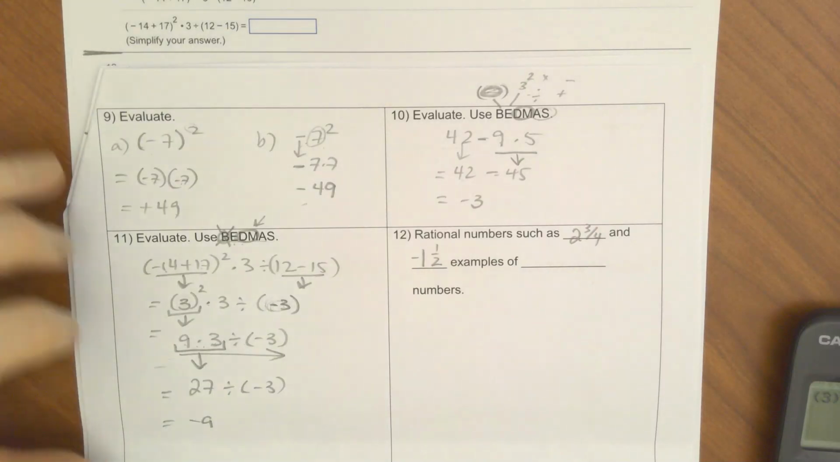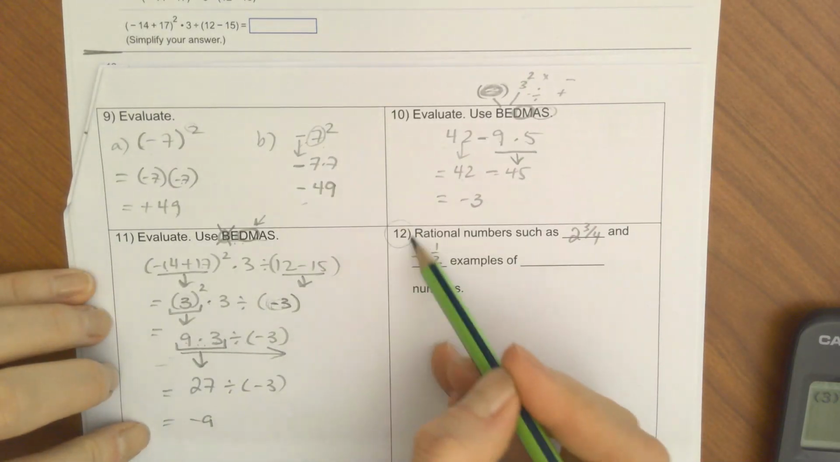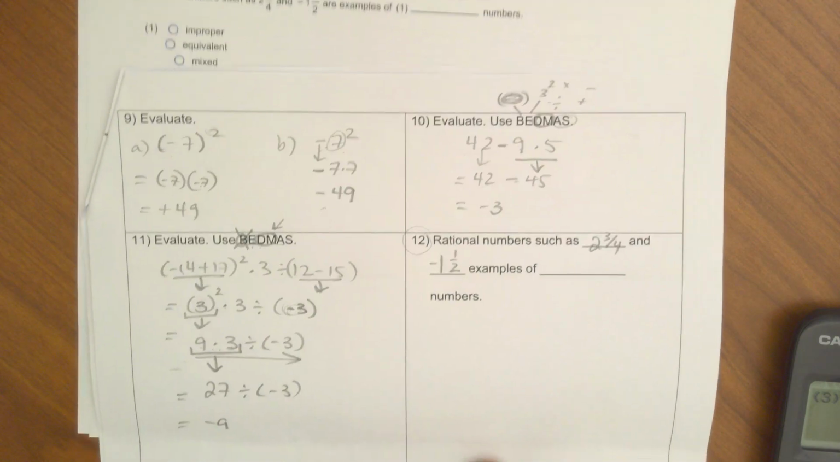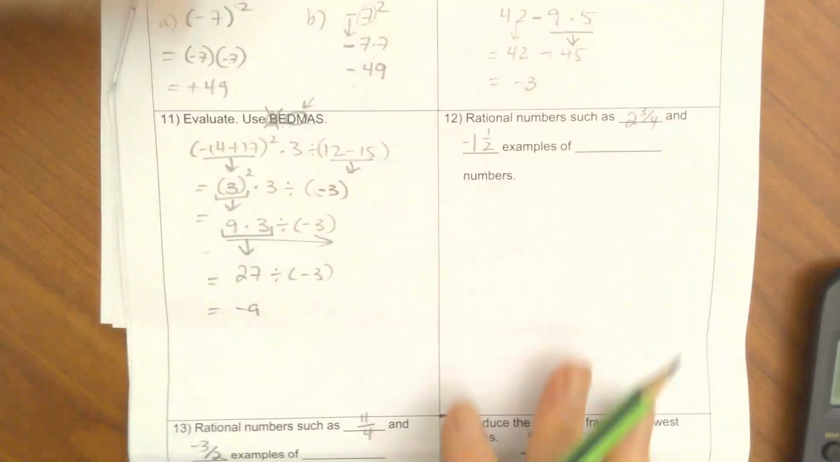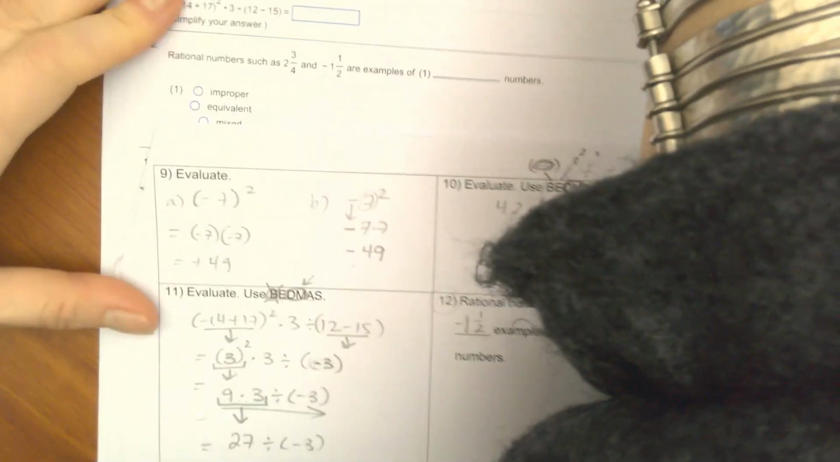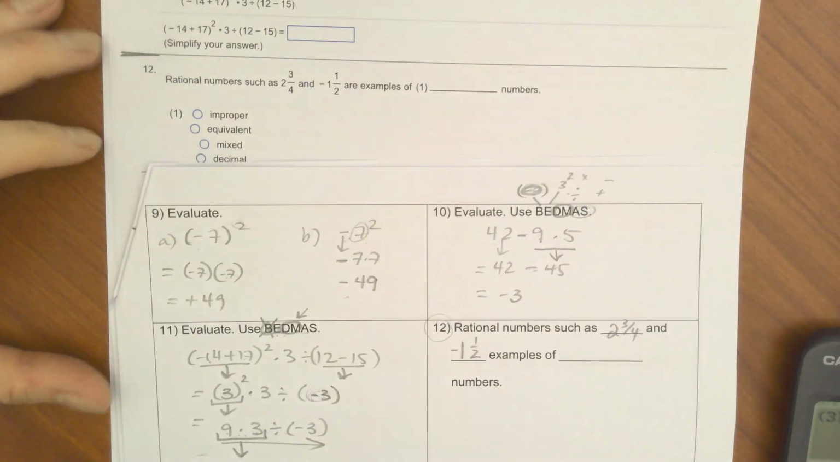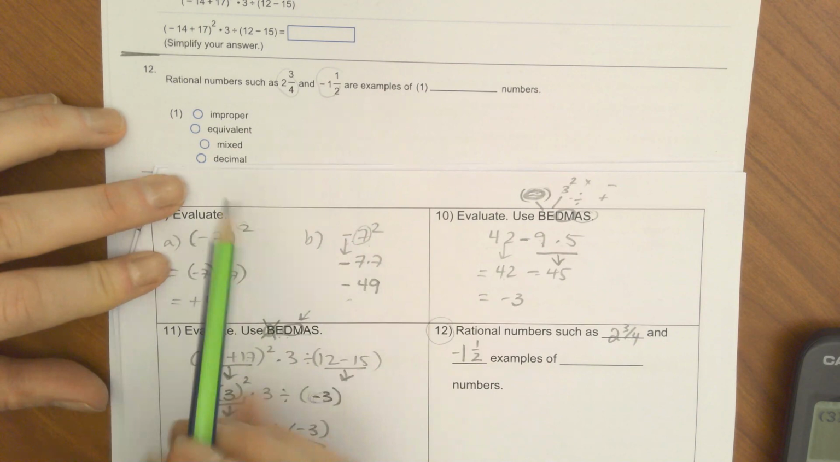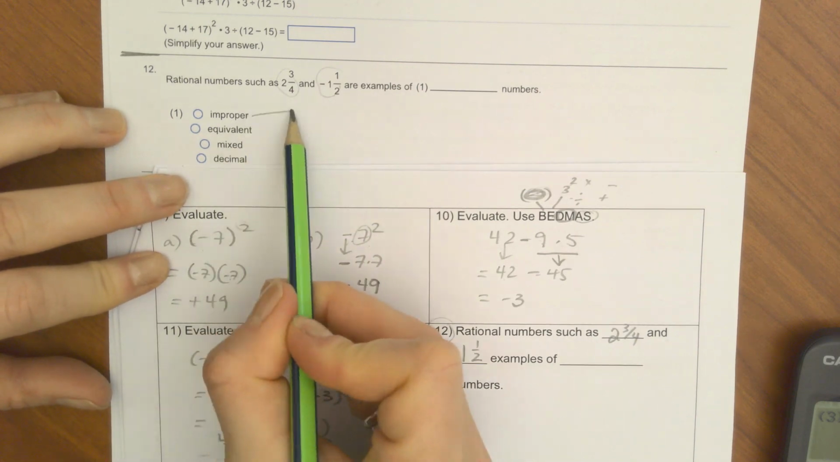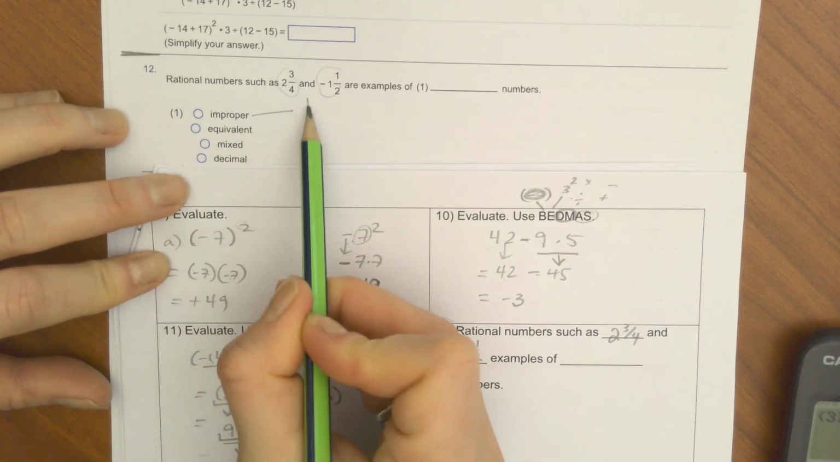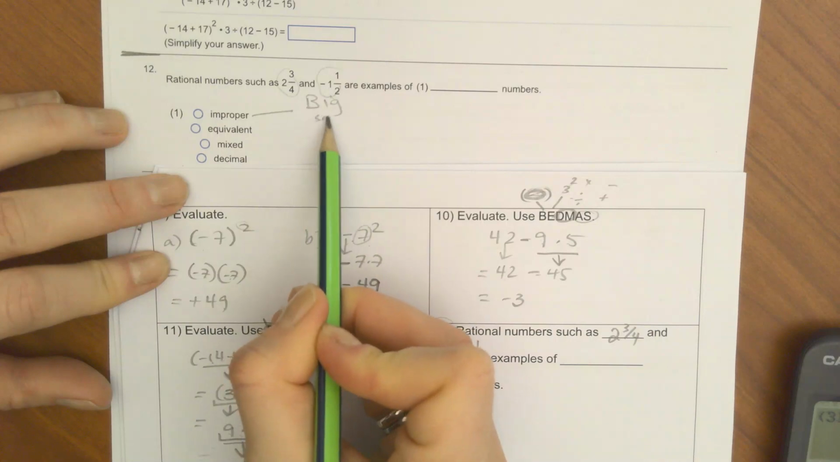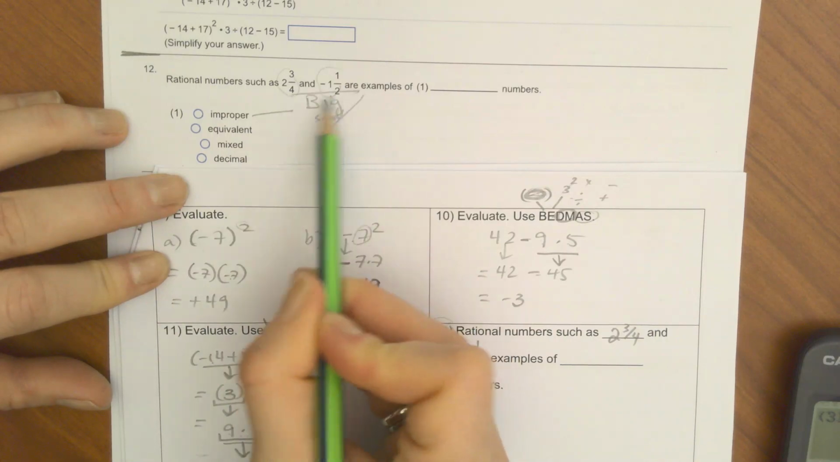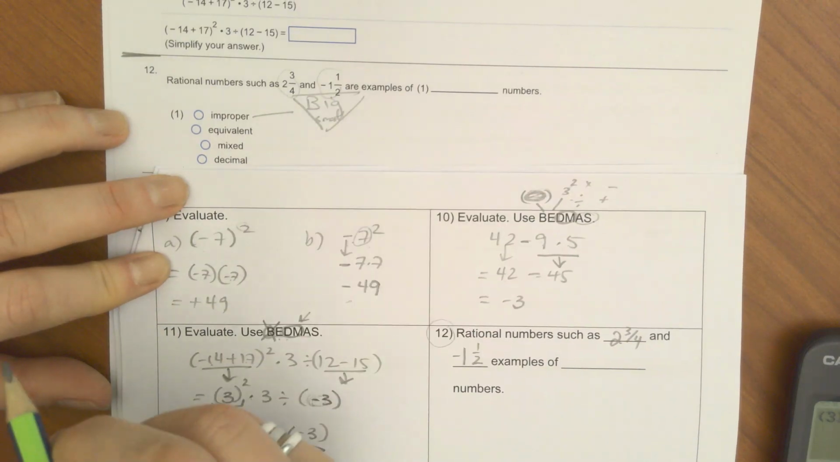Doing final exam review part 1, and we're going to do question 12. So question 12 says, oh, you can see it. It says rational numbers like this and this are examples of. So improper means there's a big number on the top and small on the bottom. It looks like a mountain that's upside down.